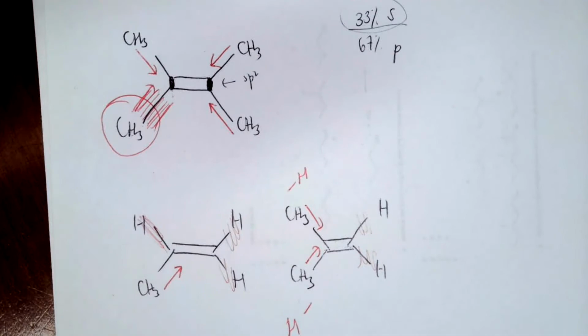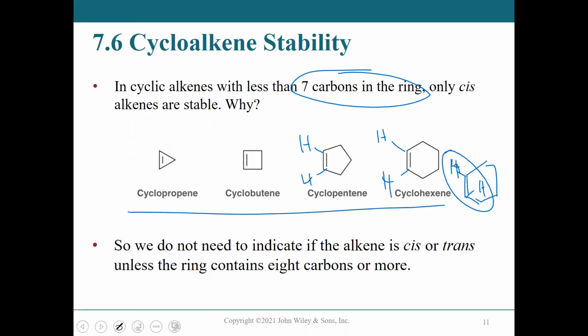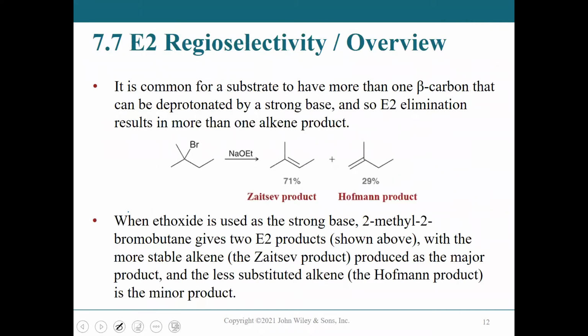But it's very unlikely that we will see that, but that is for you to know: cis only. Cyclobutene, cyclopropene, cyclopentene, and cyclohexene are only going to be cis. There is no way they can be trans. So we don't need to indicate whether the alkene here is cis or trans. I don't need to say, for example, cis-cyclohexene, because cyclohexene has to be cis. There's no other way it can be.